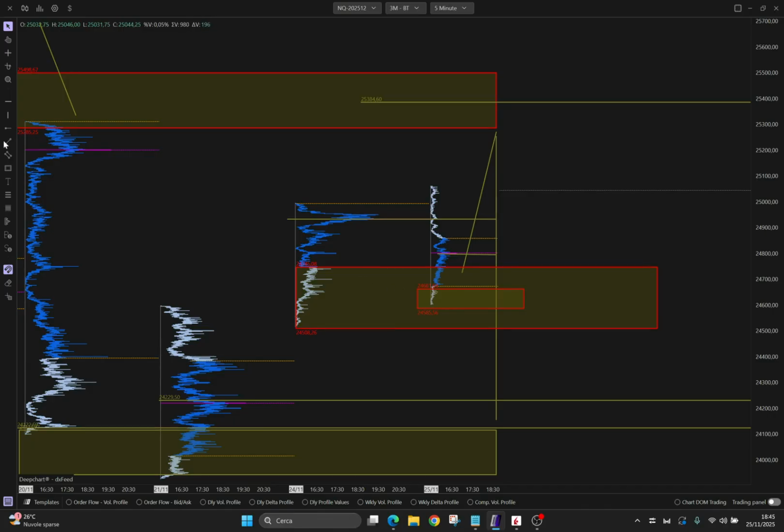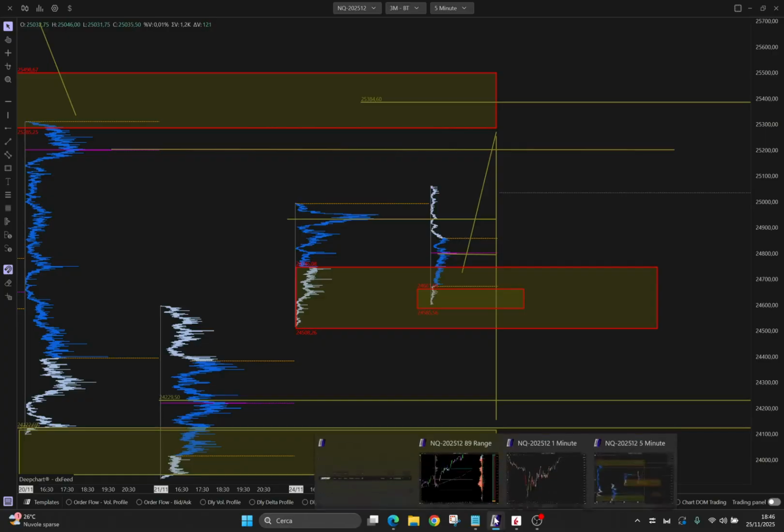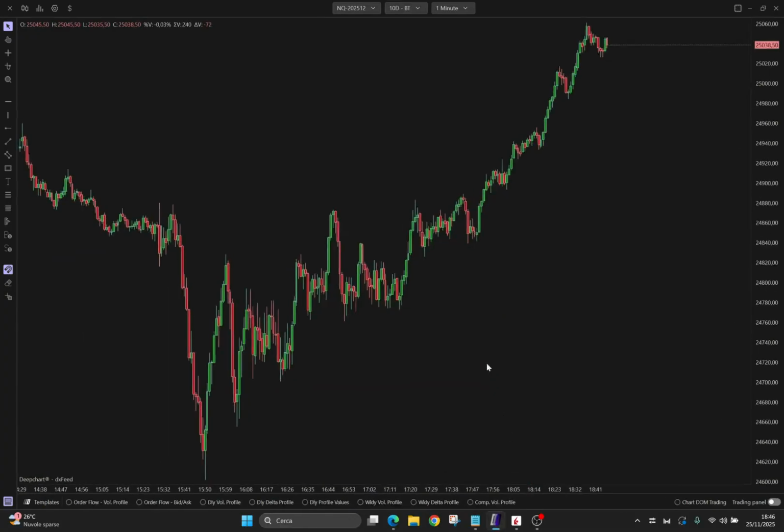No. They are auctioning higher. So the minimum point they can reach is the POC, and the second level of interest is the value area high. Okay? Perfect. Now let's go to the volume.